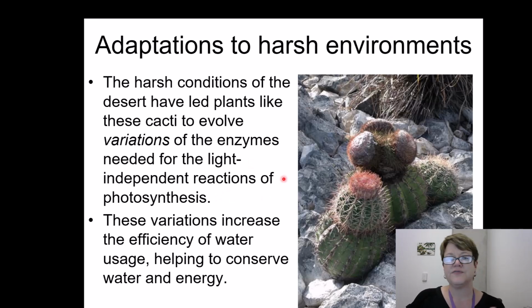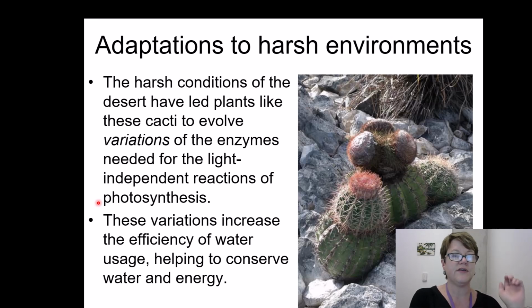But there are different variations, especially for plants that live in the desert, plants that live in areas that don't have a lot of CO2 or water or both. And so these variations that we see in plants are adaptations of the main system that I taught you, but they are adaptations to help the plant survive in really harsh environments. However, very few plants have ever been adapted in this way.